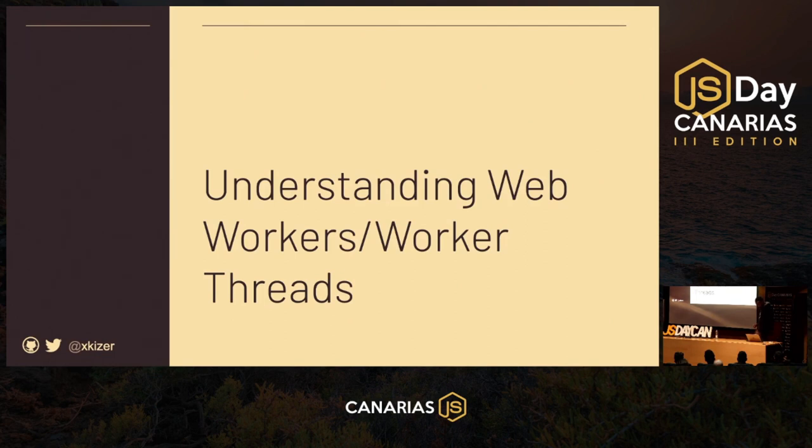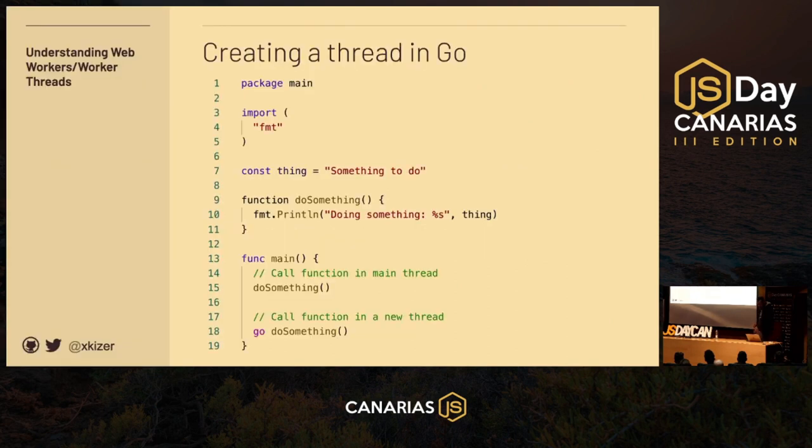So let's move to understanding web workers. Creating a thread in Go, you can use this code to create a thread in Go. In case you don't know what's happening here, this is a local function, do something. And this is a local variable, do call thing. And this is the main function.